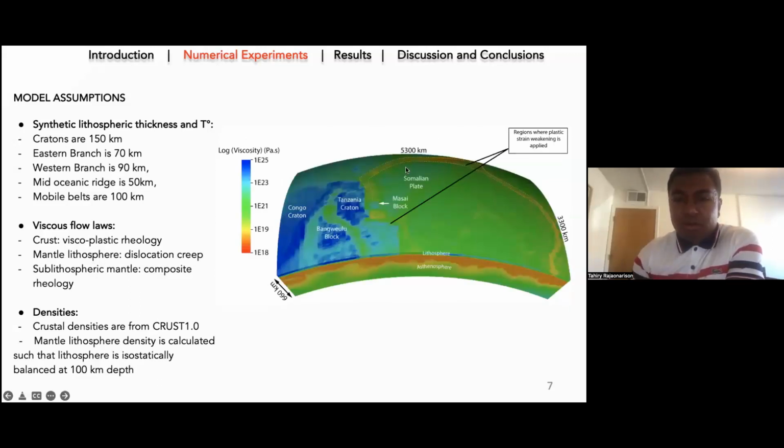This is a 3D view of our model. You can see we have taken into account the cratons, which you can see in cold color, very strong lithosphere. And with a warm color, the regions across the rift where we have applied plastic strain weakening.